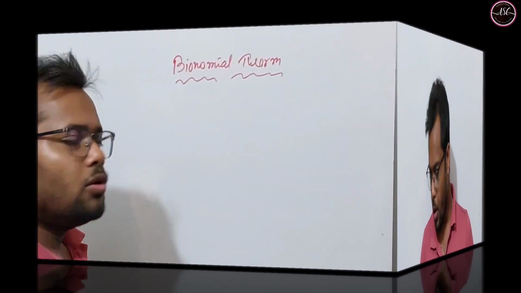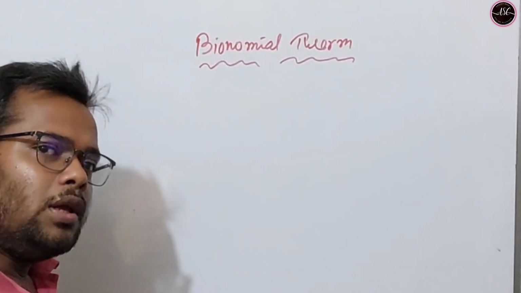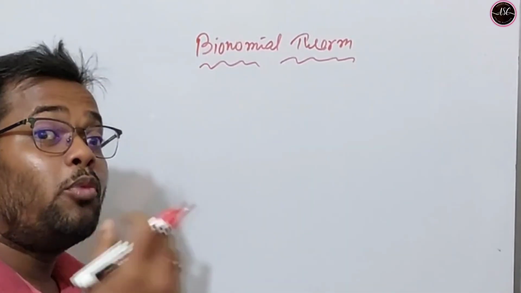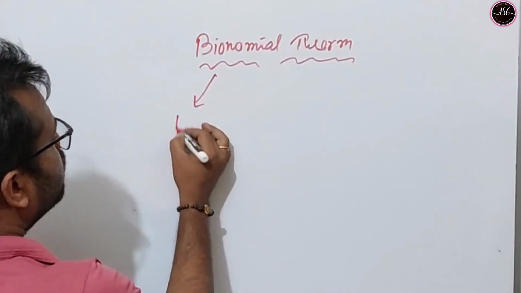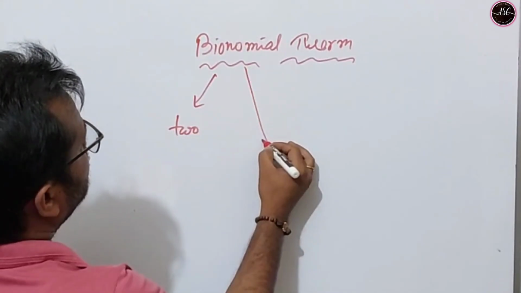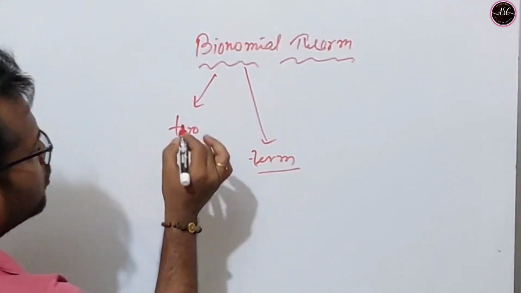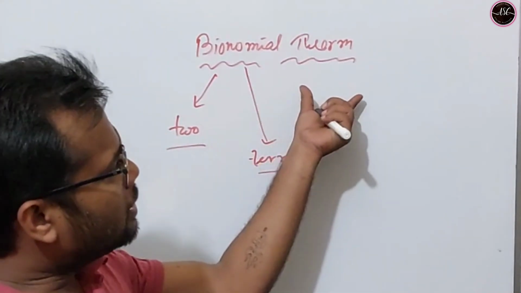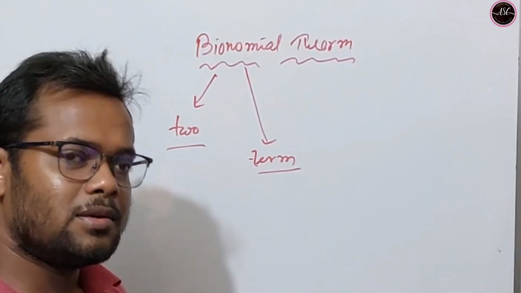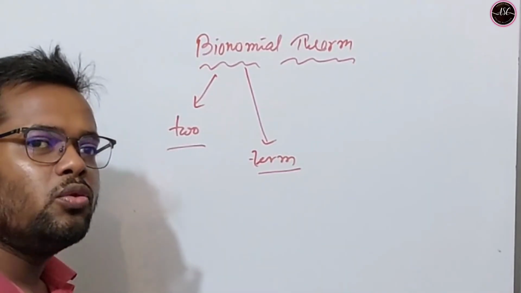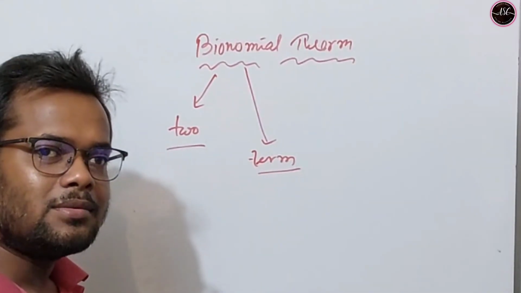Okay. So first, we learn about binomial. Till now, in class 10, we have learned about the polynomial, but here binomial. Here binomial means bi means 2, okay, and nomial means term, okay. So here this theorem represents two-term expansion, okay. A theorem by which we can expand a two-term expression, okay.